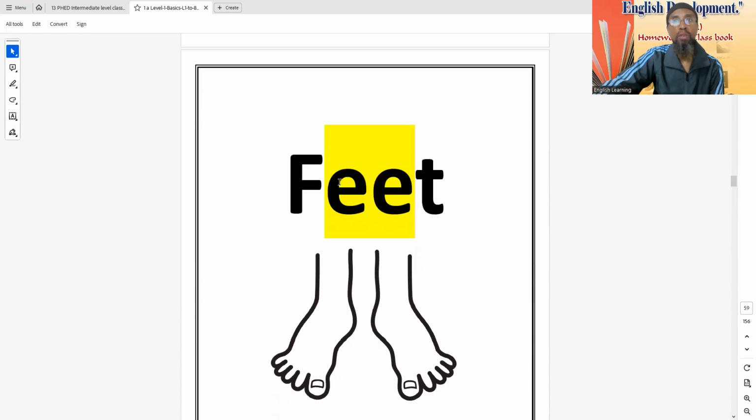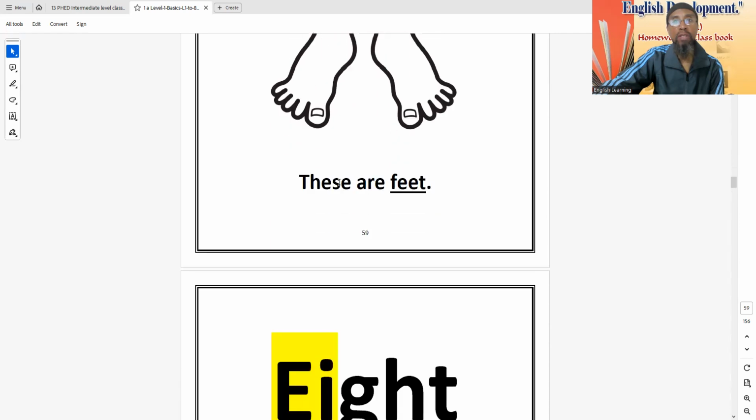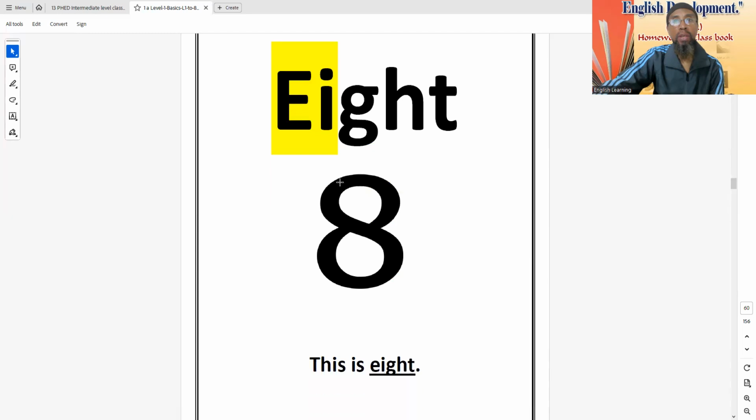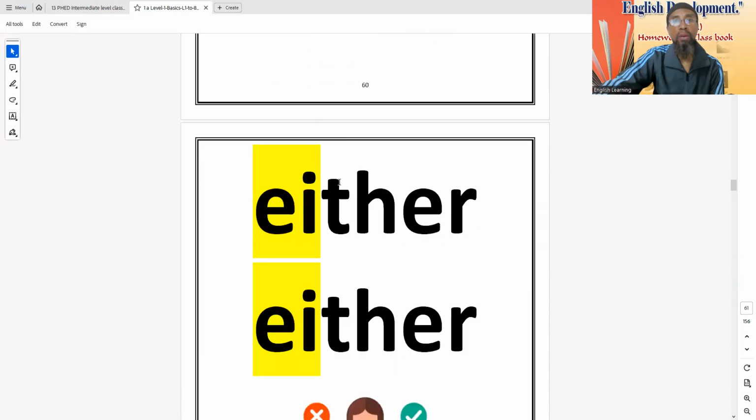Feet. These are feet. Eight. This is eight.